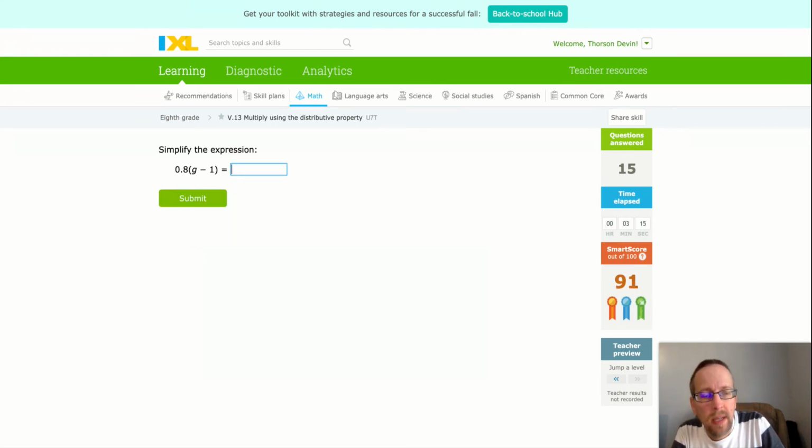Ooh, 0.8. 0.8 times g is a 0.8g. Minus 1 times 0.8 is 0.8. 8.1 times q is still just 8.1q. And then double 8.1 is going to be minus 16.2.